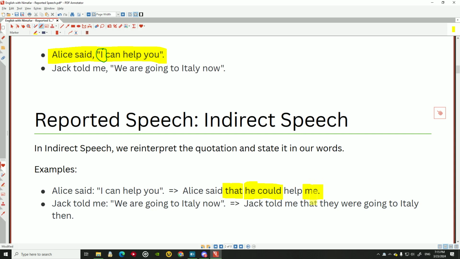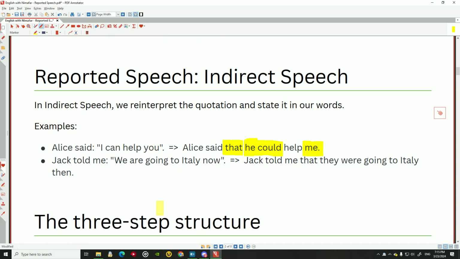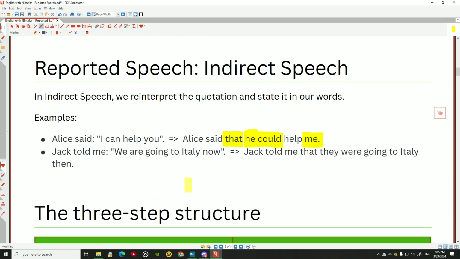Or Jack told me we're going to Italy now. Let's change it. Jack told me that they were going to Italy then. We changed "we" to "they", "are" to "were", and "now" to "then", and we have an extra "that" here. So we made some changes. And as you can see, we have no punctuation because it's verbal. You cannot put a comma in spoken English. Yes, we stop, but technically we cannot say double quotation. So we don't use punctuation.